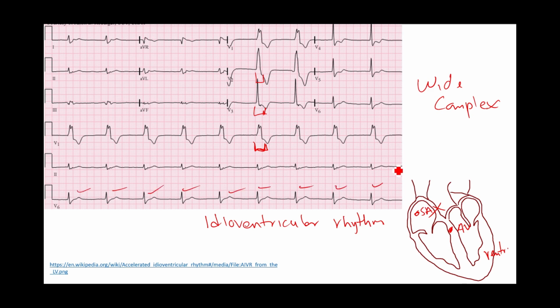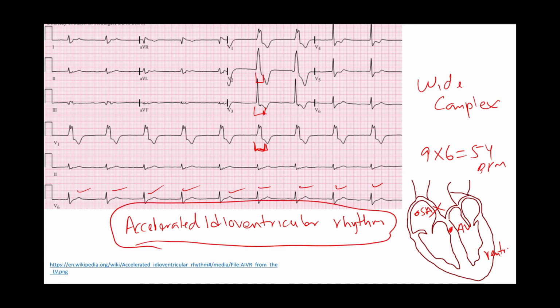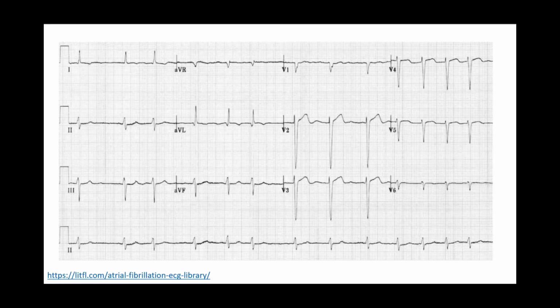We would get 1, 2, 3, 4, 5, 6, 7, 8, 9. 9 times 6, which equals 54 beats per minute. So this is a little bit above the cutoff firing rate for a ventricular rhythm. So this is actually an idioventricular rhythm going a little bit faster than normal, most likely as a result of the autonomic nervous system kicking in. So we would call this an accelerated idioventricular rhythm. And again, if you eyeball the R waves, you'll notice that this rhythm is occurring at a pretty regular pattern. Alright, take a moment and try this one out.